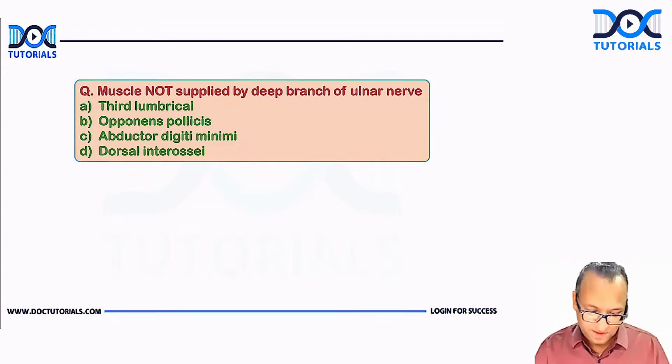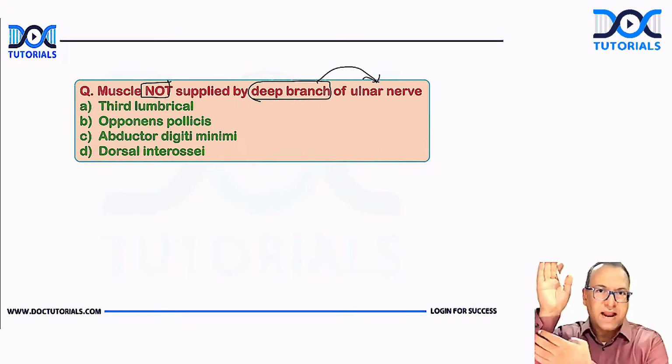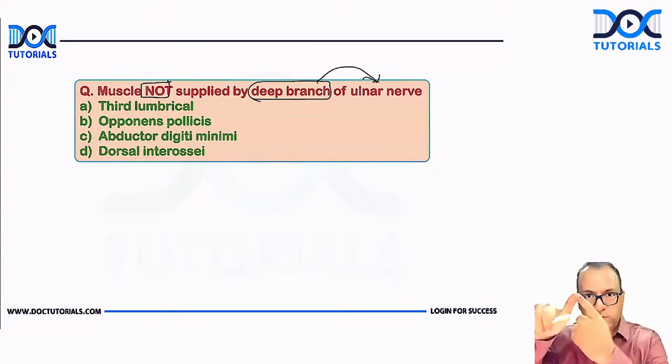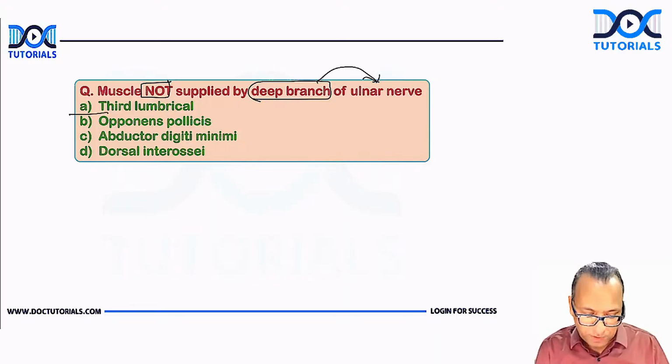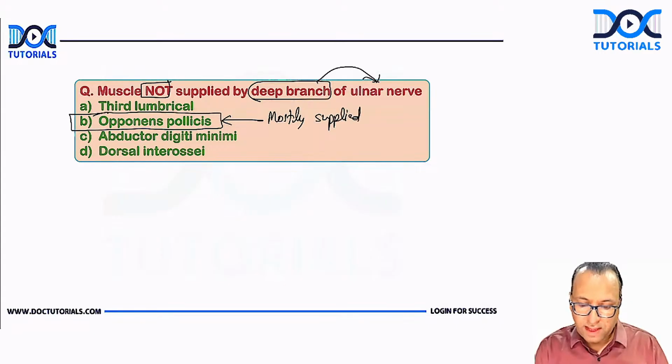Can you give the answer? It is simply asking which muscle is not being supplied by the deep branch of the ulnar nerve. Ulnar nerve supplies 1.5 muscles in the anterior forearm and most of the muscles in the hand. But it is not supplying muscles towards the thumb, especially opponens pollicis. Though some books may say that a few branches come from ulnar, it is mostly supplied by median nerve. I'll show a diagram also.